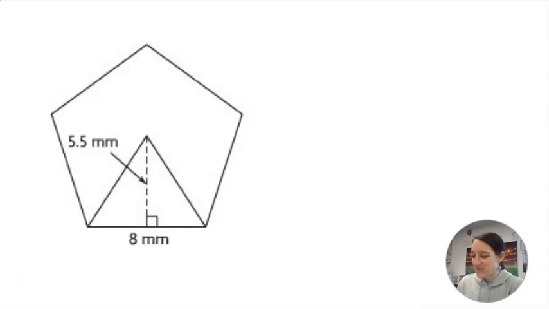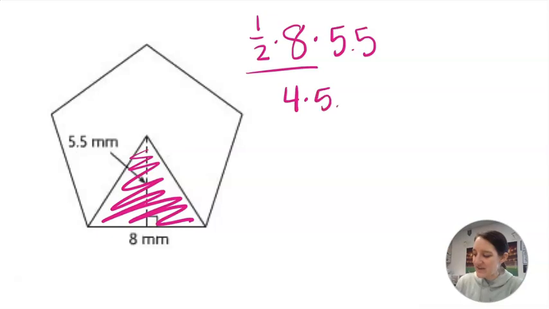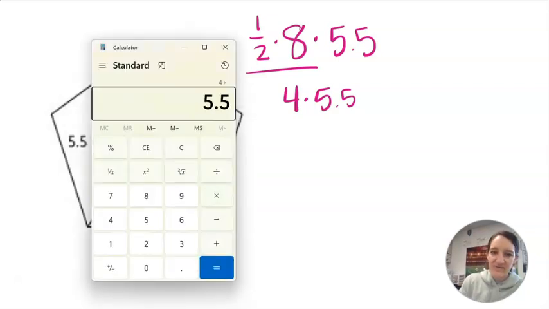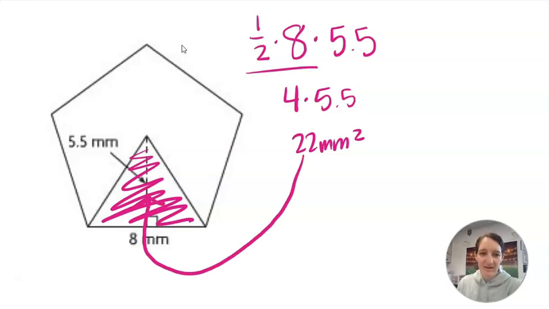So do this one with me. This looks like it's a 1, 2, 3, 4, 5. It's a pentagon. There's 5 sides. So we're going to start with just finding the area of that beautiful triangle side. We're going to go 1/2 times 8 times 5.5. We're going to go 4 times 5.5. Do I have a calculator on here? No? How do I not have a calculator in this? That's lame. All right, I'll pull it up here. 4 times 5.5 is 22 millimeters squared, which is that triangle right there, right?